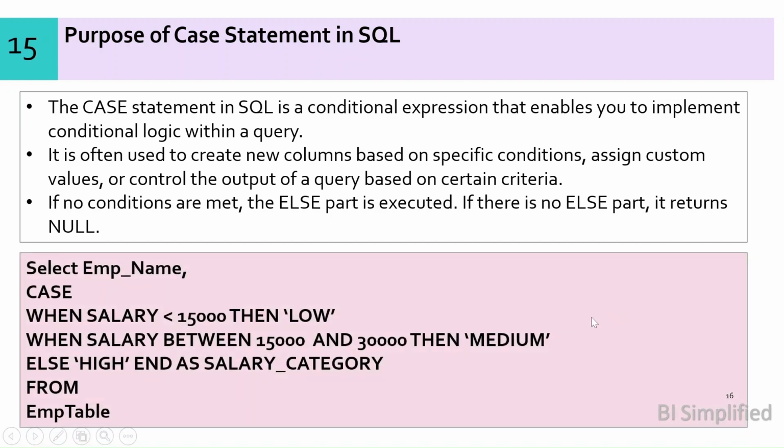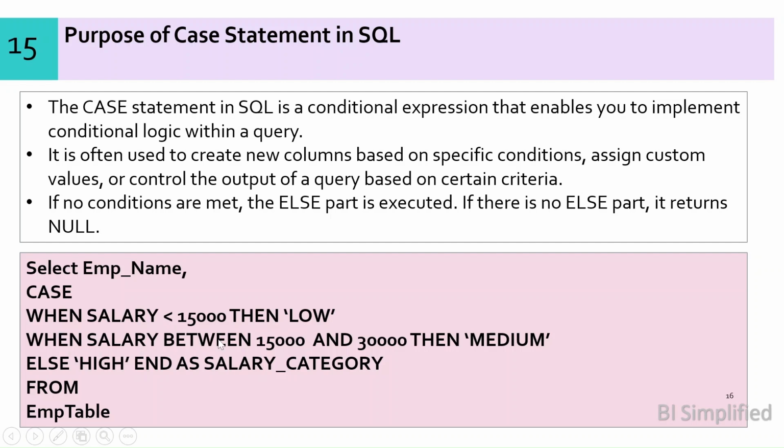So see here, this is how you can use the CASE statement in your SQL query. For example, if you want to create a conditional column based on salary, you can use the CASE statement and create a new column. So the syntax is: first SELECT employee_name, CASE WHEN, then you specify the condition, salary is less than 15,000, then you will categorize it as low.